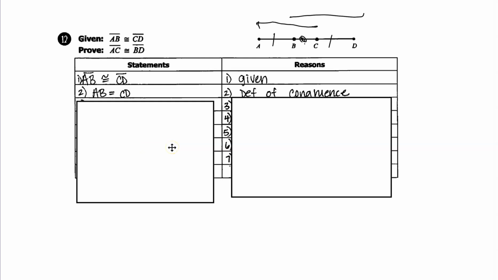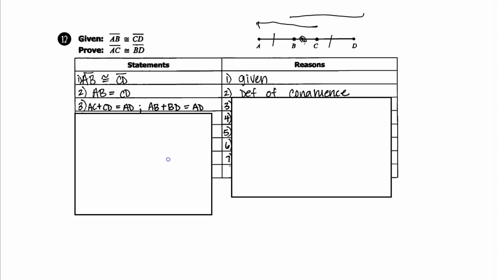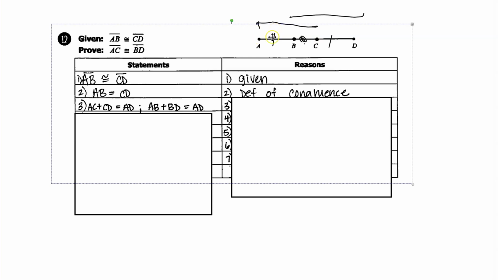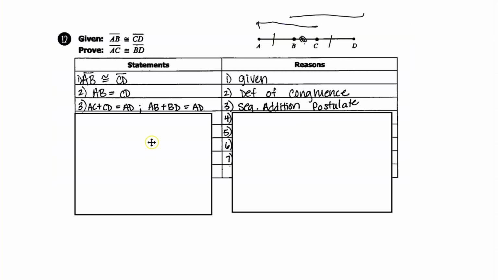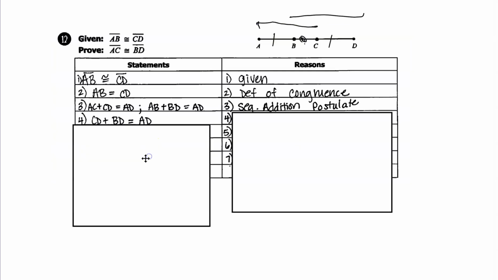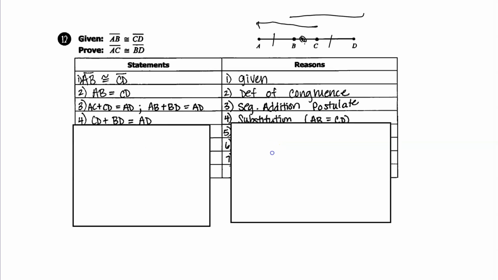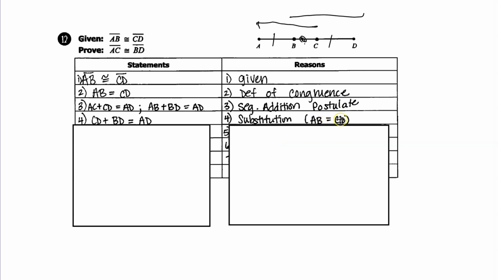Next thing we're going to do is we're going to say that AB plus AC plus CD equals AD. Right? We're saying that all of this plus this equals the whole line. And then AB plus BD equals the whole line. So two ways of saying that when we add all these things together, they equal the whole line of AD, which is the segment addition postulate. All right, number 4, we have CD plus BD equals AD. That's going to be our substitution because we know that AB equals CD.